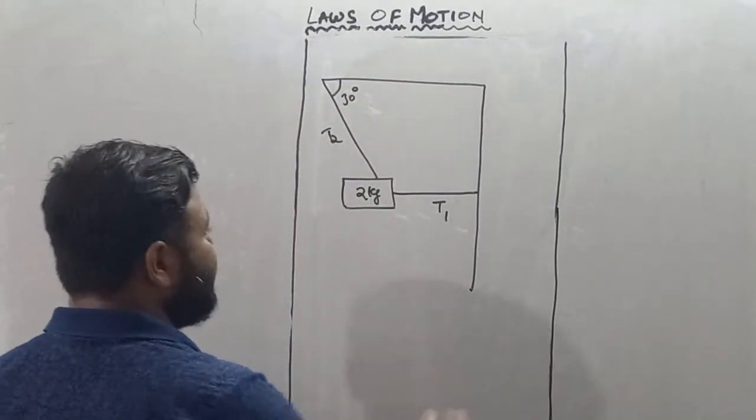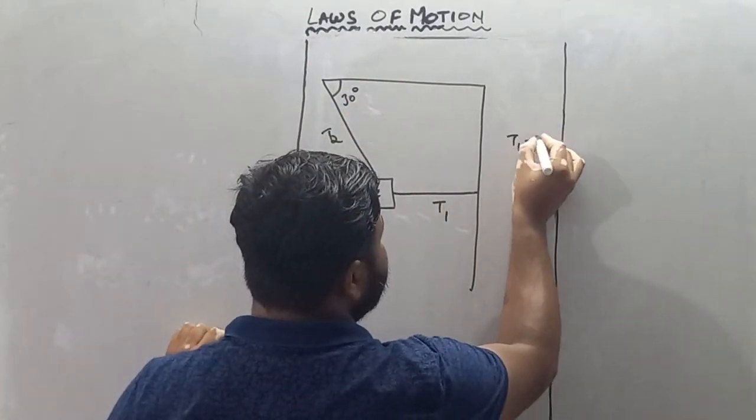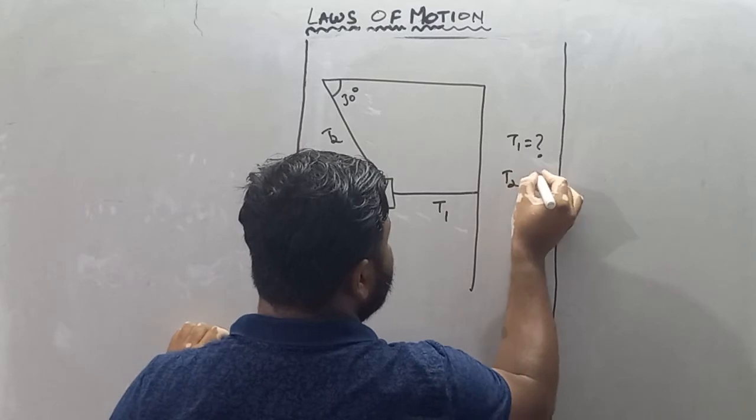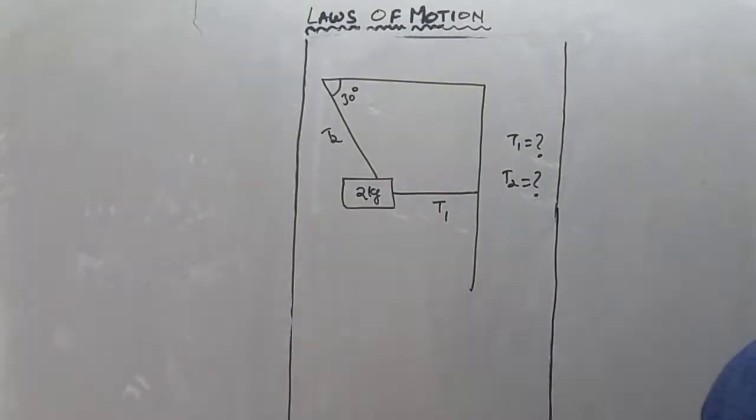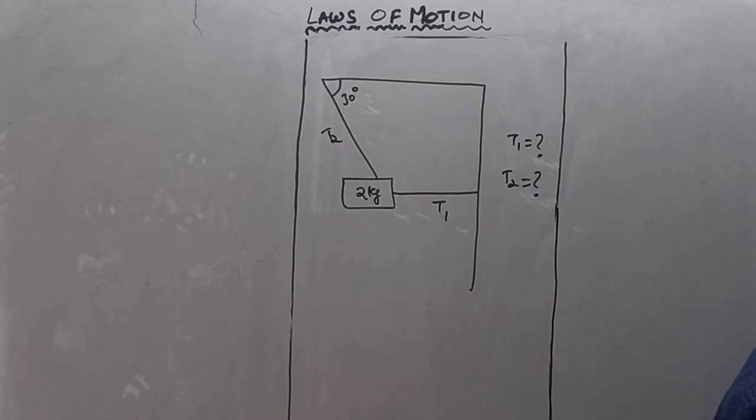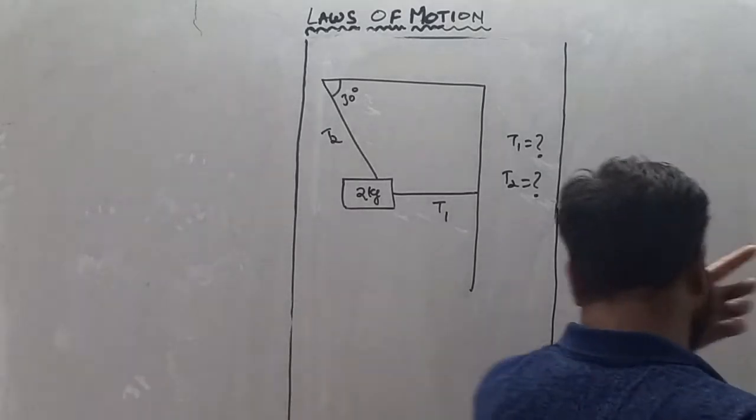So they are saying, if the system is in equilibrium, then find the value of T1 and T2, my dear student. So try to make this question on your own. If the system is in equilibrium, find the value of tension in the string, that is, you have to find the value of T1 and T2.